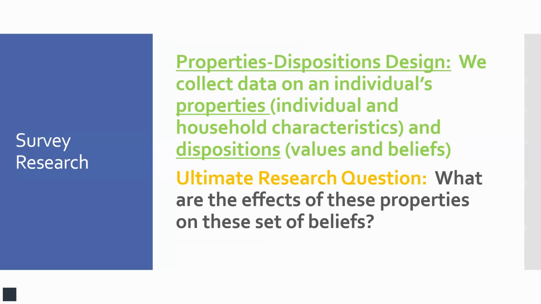It leads into this idea, if we had 5 years to collect this data, of different types of properties that go along with it: properties, dispositions, designs. We collect data on individuals' properties, so the individual and household characteristics, their demographics, as well as their dispositions, the values and the beliefs. So properties, think about like people, and the dispositions, kind of like the dialogue about themselves, what they talk about themselves, what they think, or their positions in general. The ultimate research question often is, what are the effects of these properties on these sets of beliefs? So do certain groups believe certain things? Are they associated with certain practices? All that falls into place a lot with social survey research.